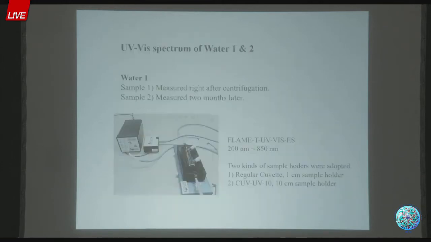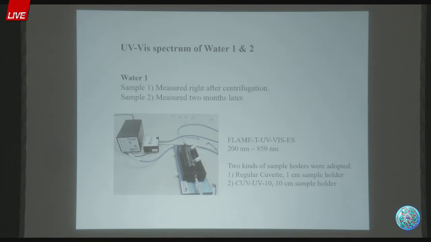And I will show you the UV-visible range spectrum of the water 1 and 2. Water 1 is the N sample 2. It's two months later for the same waters, prepared right after the centrifugation, and two months later. And in this case, I used two kinds of sample holders.